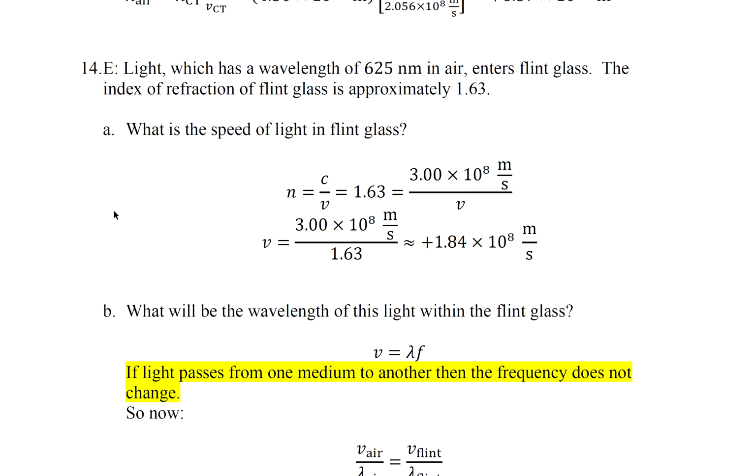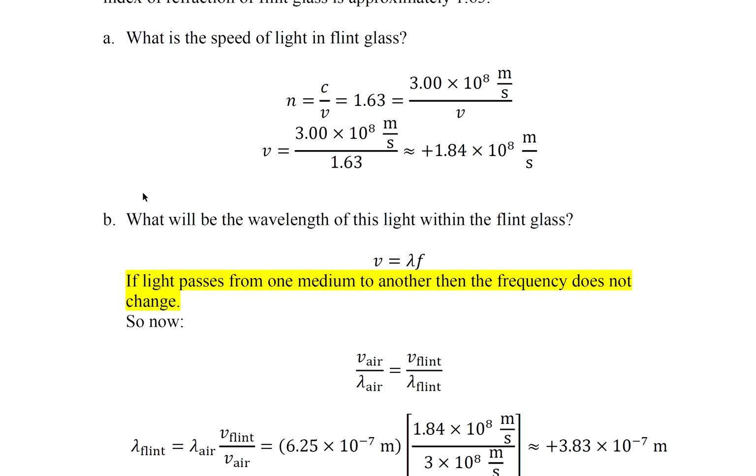Question 14. Light, which has a wavelength of 625 nanometers in air, enters flint glass. The index of refraction of flint glass is approximately 1.63. Part A, what is the speed of light in flint glass? So n equals c over v, and let's solve for v.